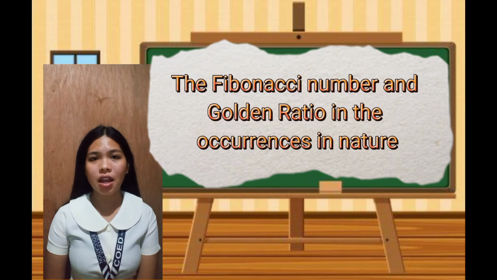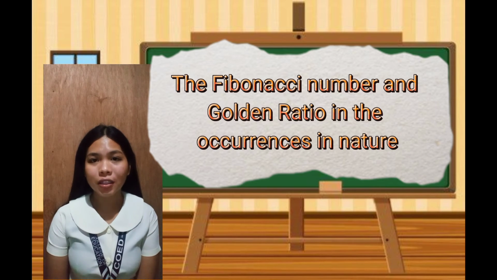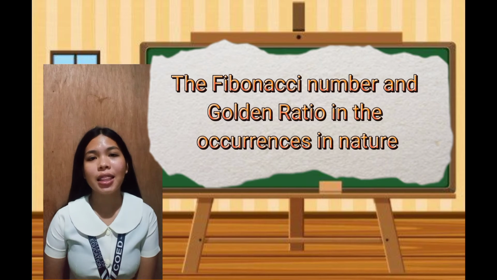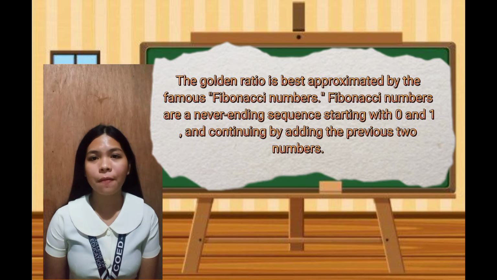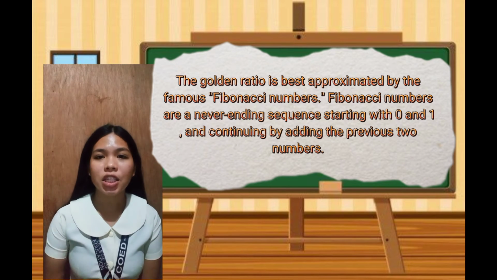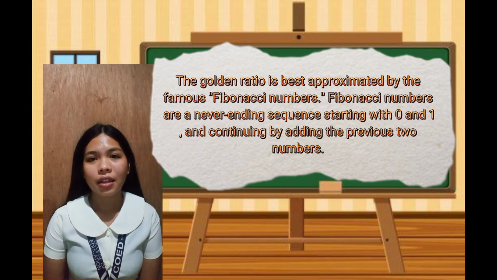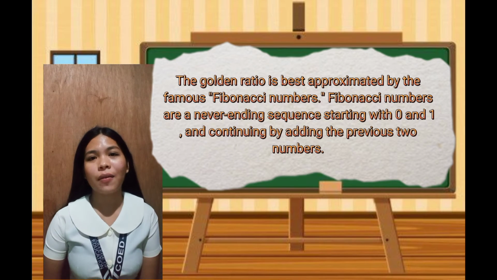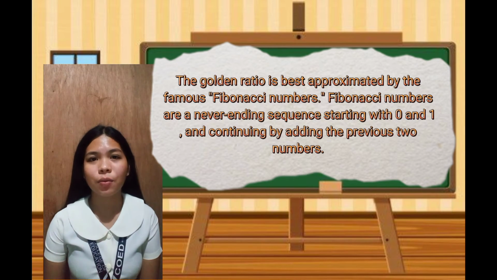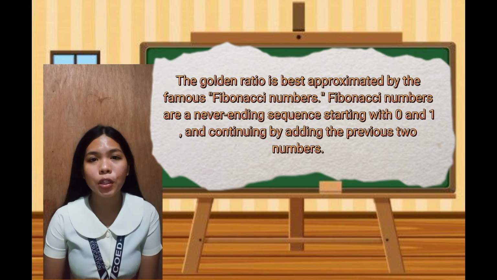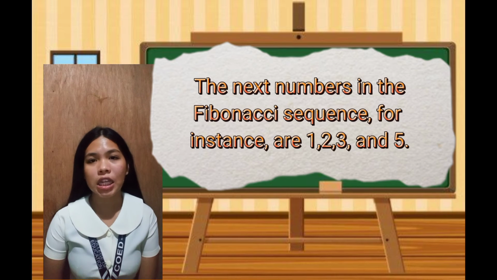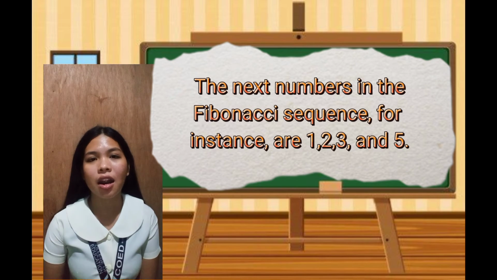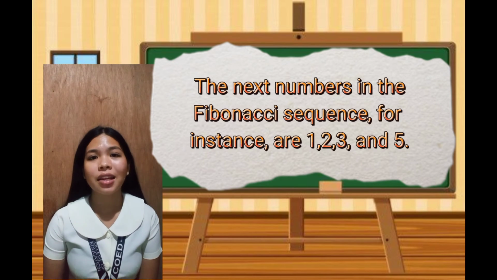So, the Fibonacci numbers and golden ratio in the occurrence in nature. So, the golden ratio is best approximated by the famous Fibonacci numbers. Fibonacci numbers are a never-ending sequence starting with 0 and 1 and continuing with the sum of the previous two numbers. The next numbers in the Fibonacci sequence, for instance, are 1, 2, 3, and 5.